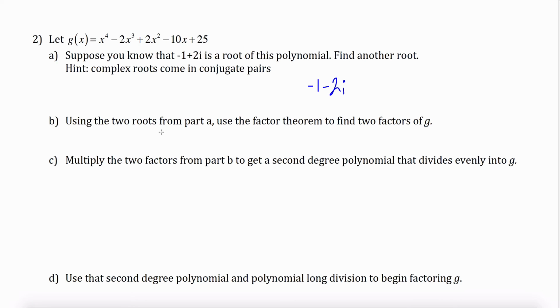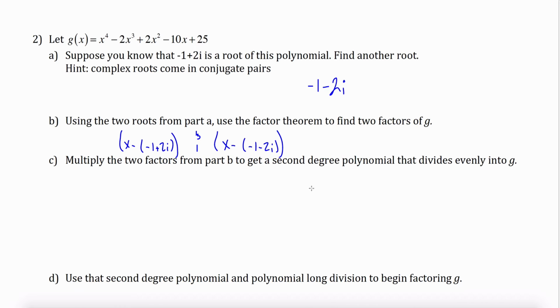Now it's saying, using these two roots, negative 1 plus 2i and negative 1 minus 2i, come up with two factors of this polynomial. That's my factor theorem again. If r is a root, x minus r is a factor. So if negative 1 plus 2i is a root, then x minus that thing, x minus negative 1 plus 2i, is a factor. If negative 1 minus 2i is a root, then x minus negative 1 minus 2i is a factor. So I get these two factors of g.